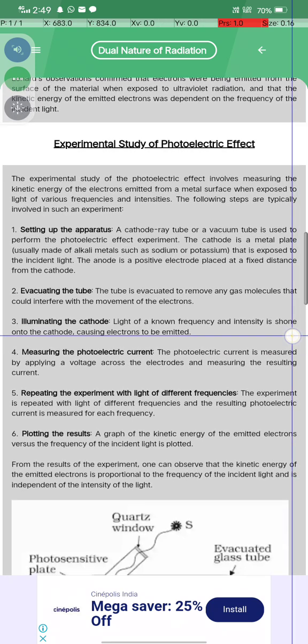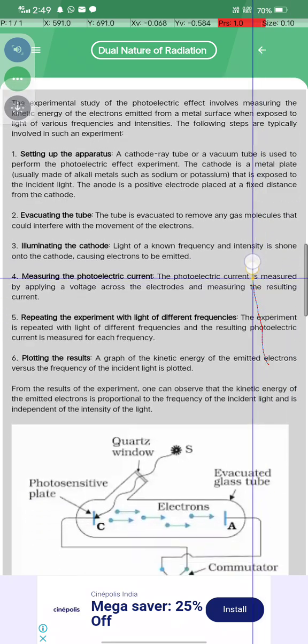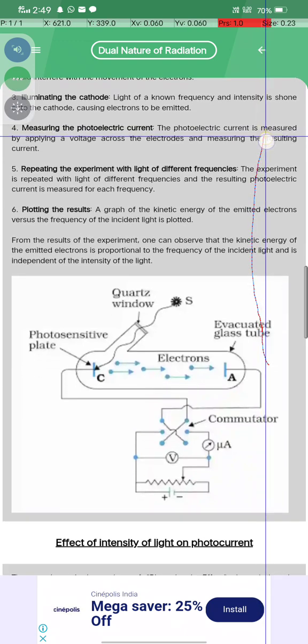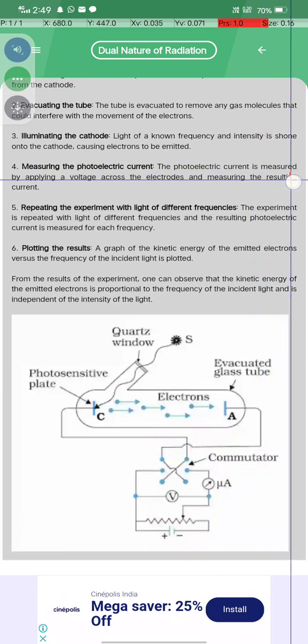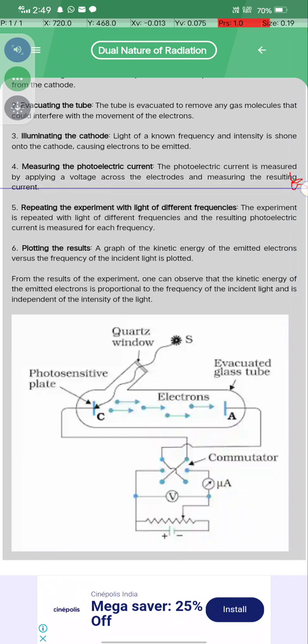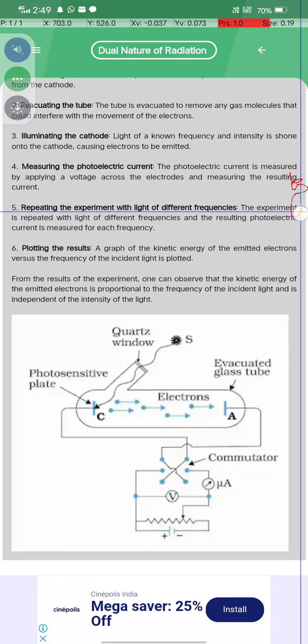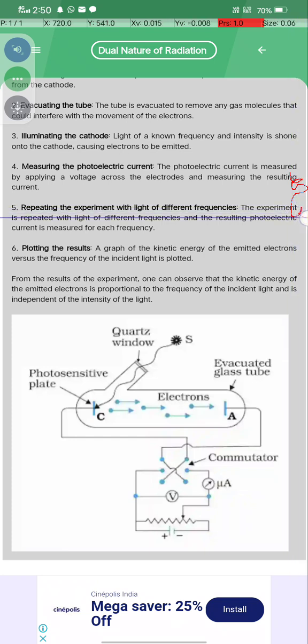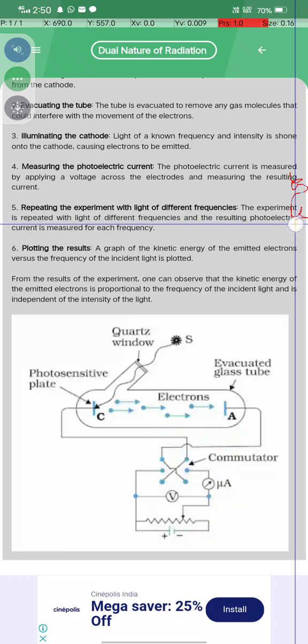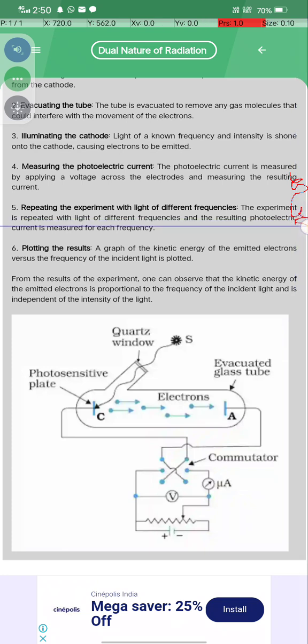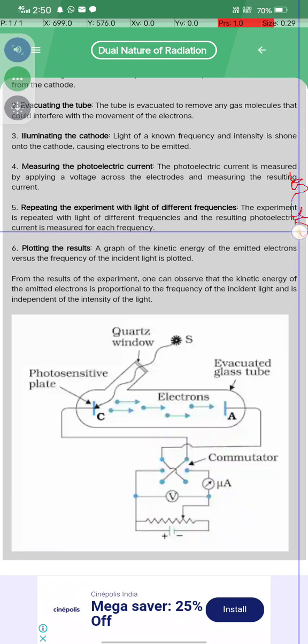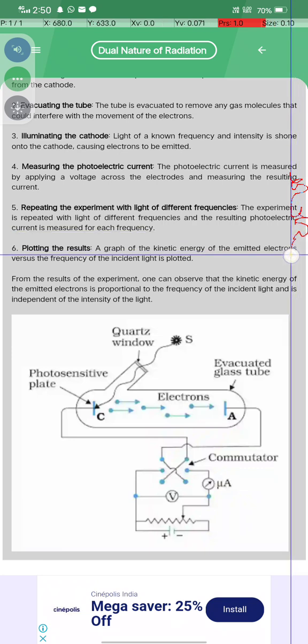The electrons are emitted. Measuring the photoelectric current: what is it? The photoelectric current is measured by applying a voltage across the electrodes and measuring the resulting current. Repeating the experiment with light of different frequency: the experiment is repeated with light of different frequency and the resulting photoelectric current is measured for each frequency. Plotting of results.